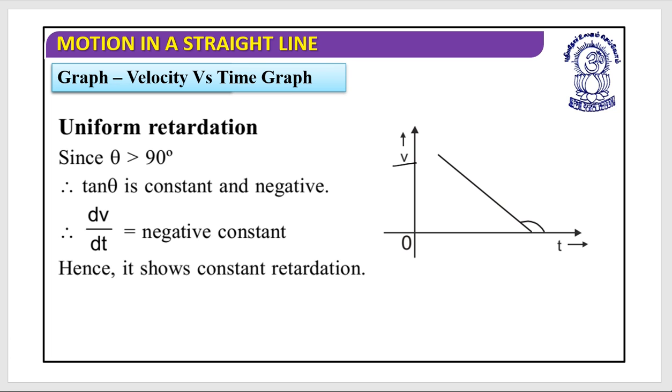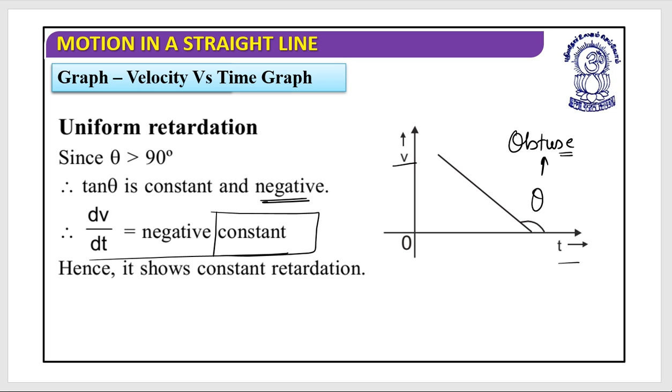This is again a velocity versus time graph. This is theta. Theta is acute or obtuse? Yes, you were right, it is obtuse. And when it is obtuse, this represents negative. If this is negative, that means dv by dt would be negative, but it is a constant value, so it represents constant retardation, or decreasing or negative acceleration, that means a retardation. Yes, have you done with this? Ready to have a look at the next situation?